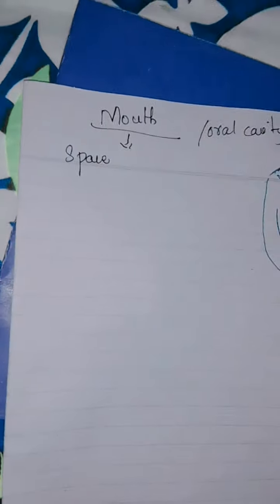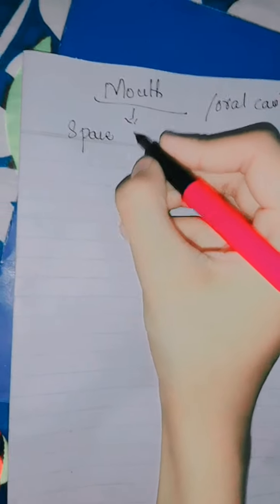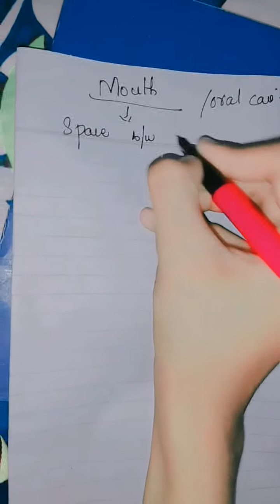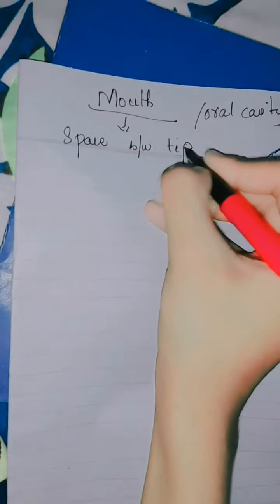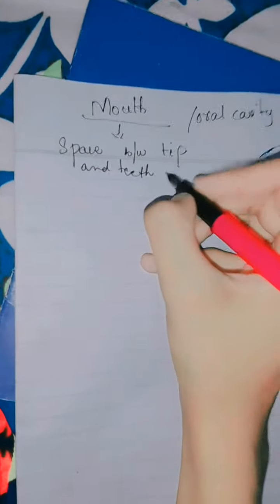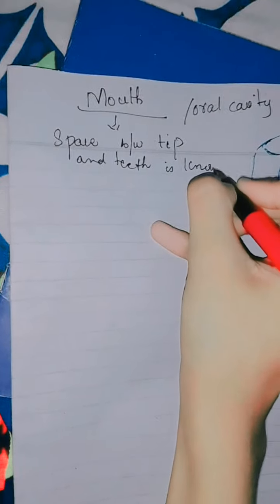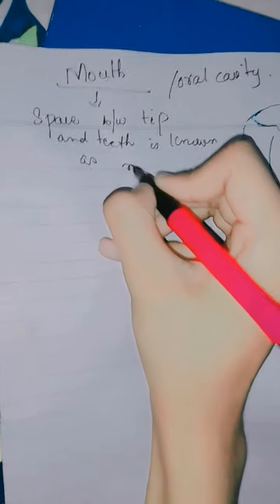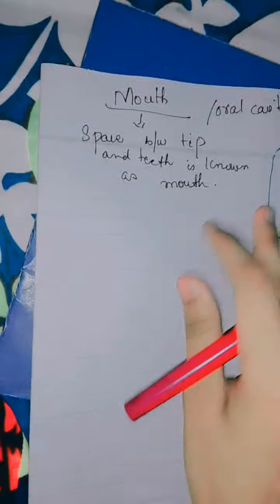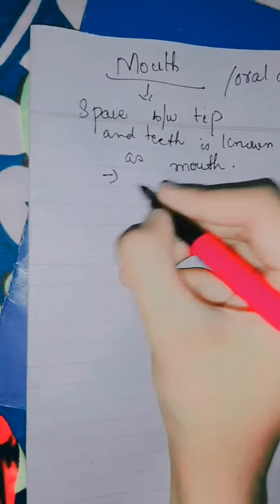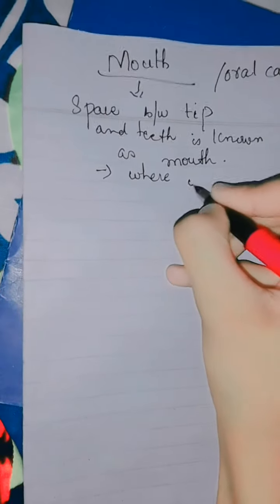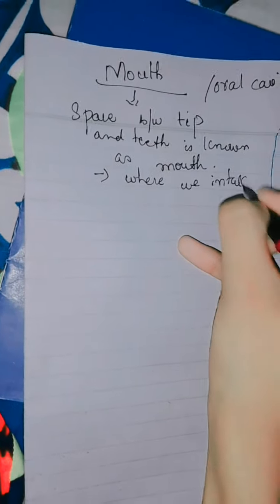Mouth is basically a space between the lips and the teeth. The outer space between the lips and the teeth is known as the mouth. I'm writing here that the space between the lips and the teeth is known as the mouth, from where we take in food.